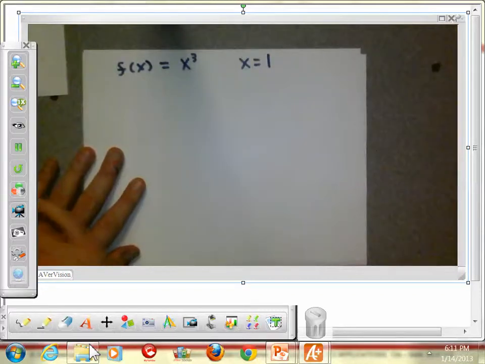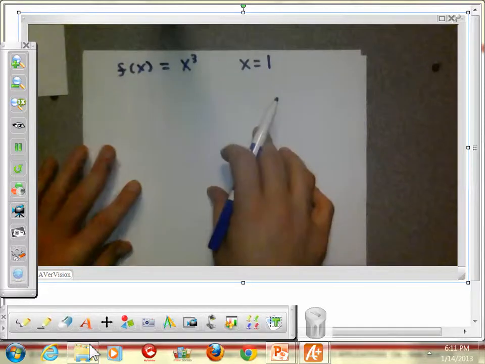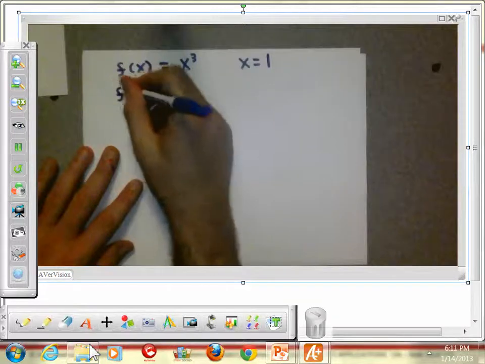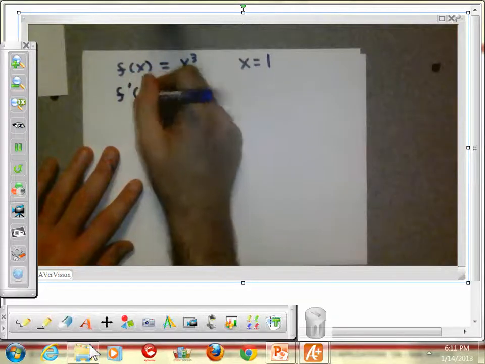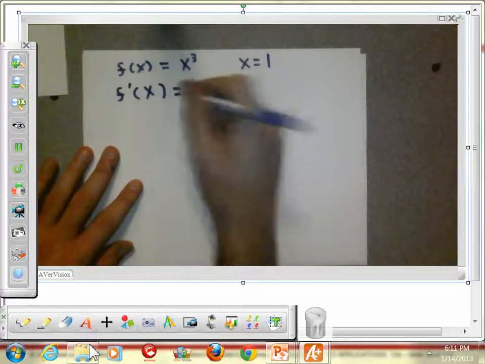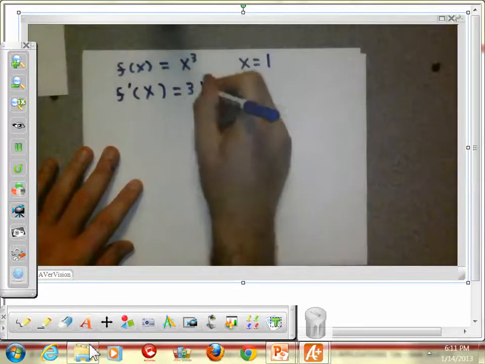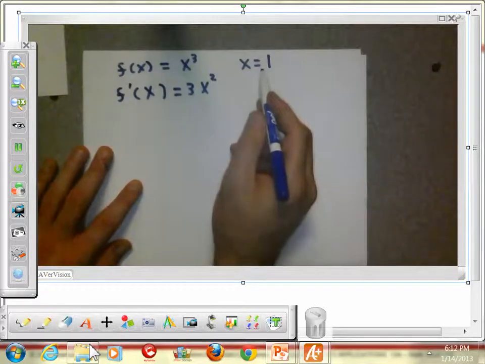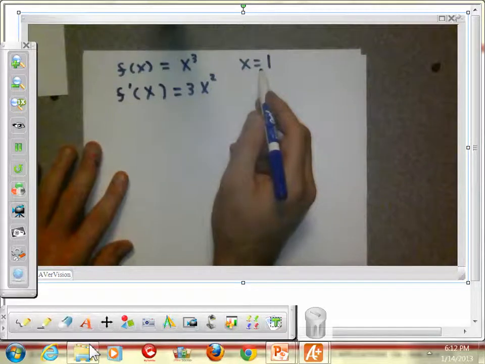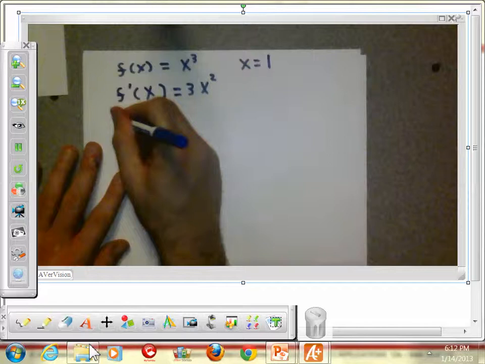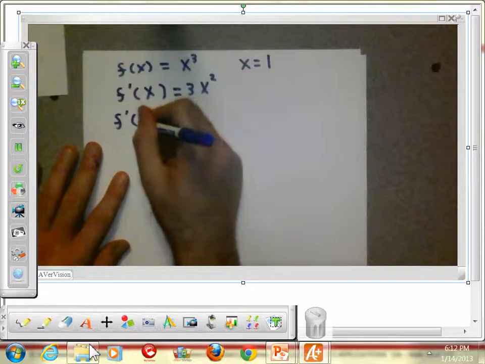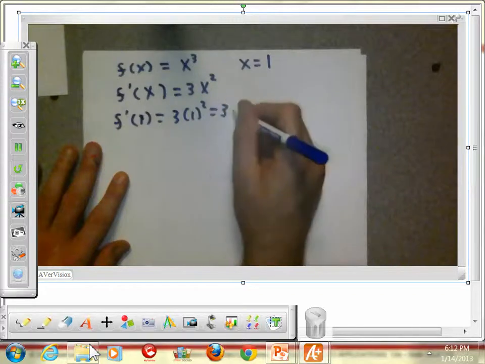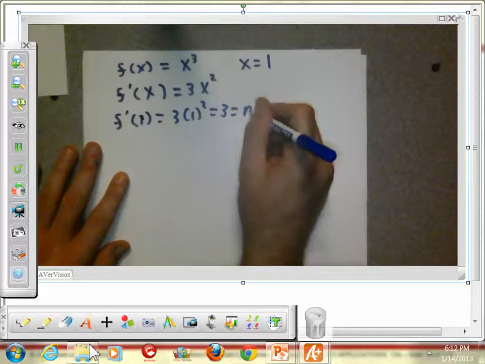Okay, so the first thing we're going to do is take the derivative of x cubed, which is going to be what? 3x squared. Now what we're going to do is evaluate to find the slope. We have to find out what the value of the derivative is when x equals 1. So f prime of 1 is equal to 3 times 1 squared, which is equal to 3. Now this is going to be the slope of my line, so I'm going to put an m there.